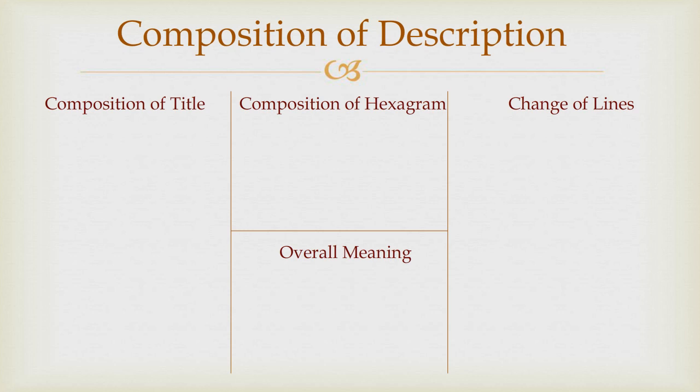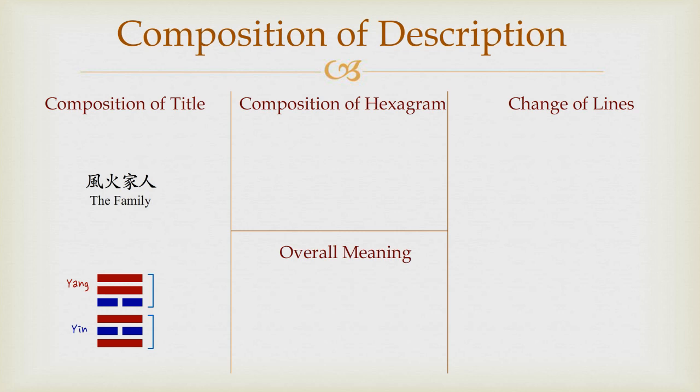Composition of title. First of all, let's look at the title of each hexagram. In this series, the name of the hexagram is written in English and Chinese characters at the header, and the 6 lines that constitute the hexagram are drawn on one side. Yang is represented by 1 long stick, and Yin is represented by 2 short sticks. The bottom 3 and the top 3 of the lines are bundled together to create a trigram.